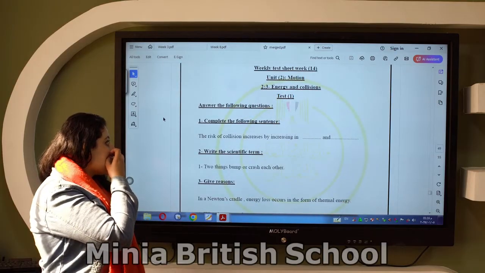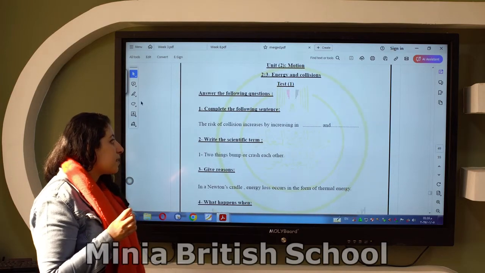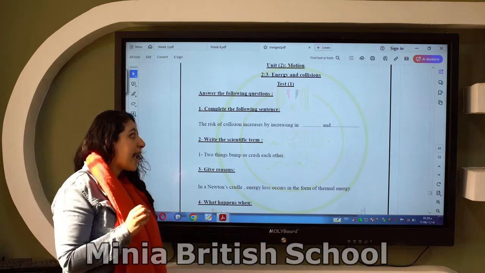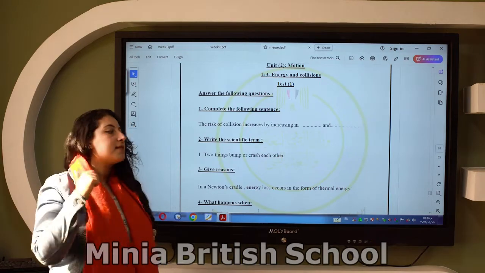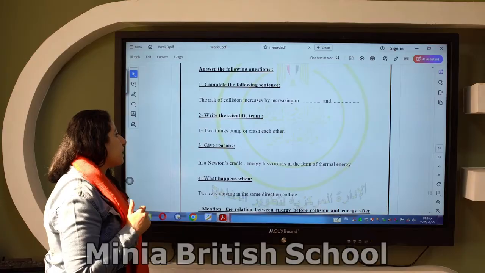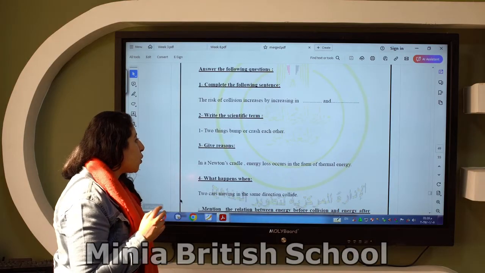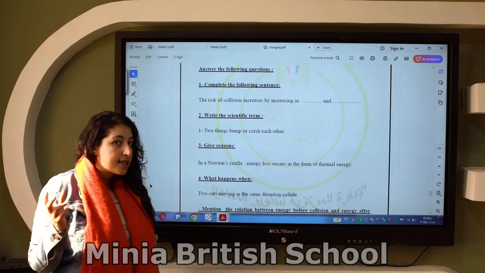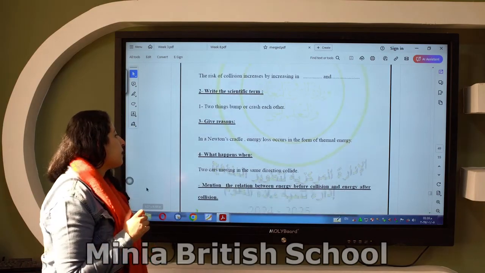Week 14, test 1. The risk of collision increases by increasing the mass and the speed. Write a scientific term. 2 things bump or crash into each other. What is this? Collision.